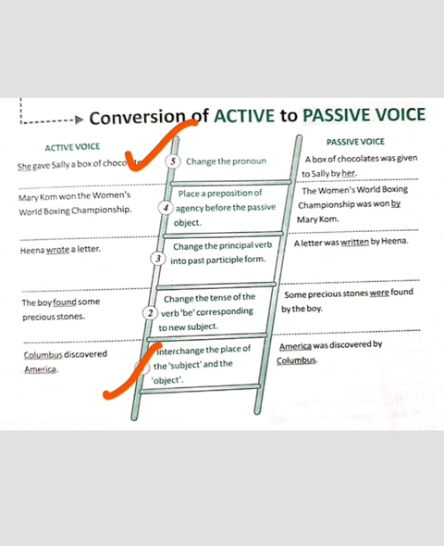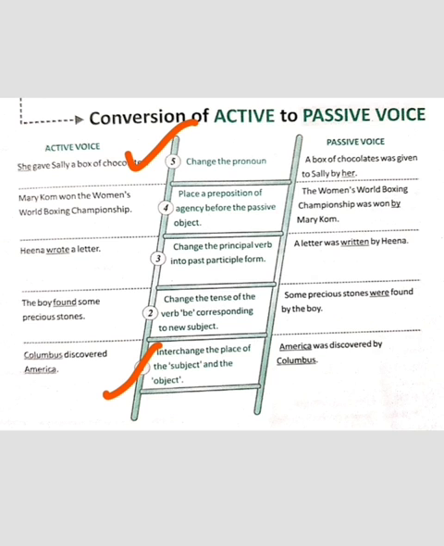Like, she gave Sally a box of chocolates. She becomes the object and a box of chocolate becomes the subject. Then a box of chocolate was given, because the main verb is gave, verb second form here, that is past tense. So according to the tense we will use the be form of the verb, and according to the subject we use the be form of the verb. So a box of chocolate was given to Sally by her.